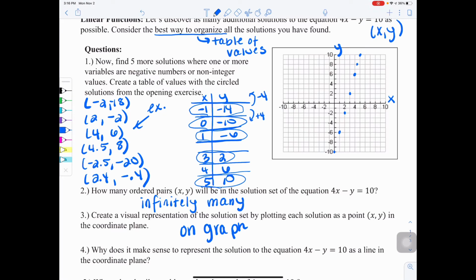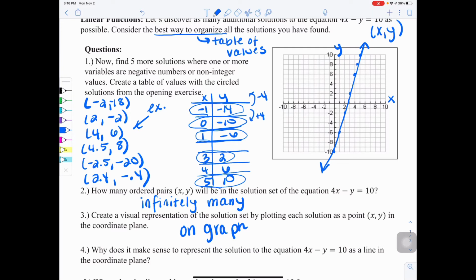Now number 4 says, why does it make sense to represent the solution to the equation 4x minus y equals 10 as a line in the coordinate plane? So let's go back up and look at our points. As you can see, they are falling in the pattern of a line. So we're going to go ahead, and if you have a ruler at home, please use it. Okay, I'll do the best I can on here. All right, you're going to create a line. Now you're going to notice a couple things. I want to make sure I have arrows on the end to show that it's going to go on in both directions forever, since we said we have infinitely many solutions.